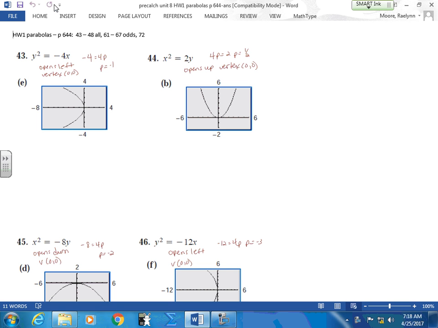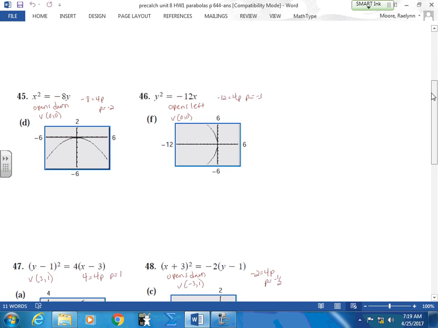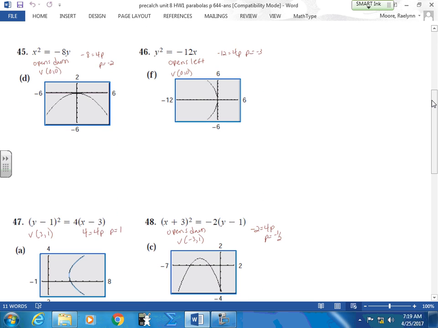So you were looking for something that opened up kind of, it's hard to tell on this one because the scale is different on this one. An x squared, and it's positive, opening up vertex 0, 0. Stop me if you have any questions. These guys, an x squared, negative, you're opening down. Okay. A y squared, you're opening left.